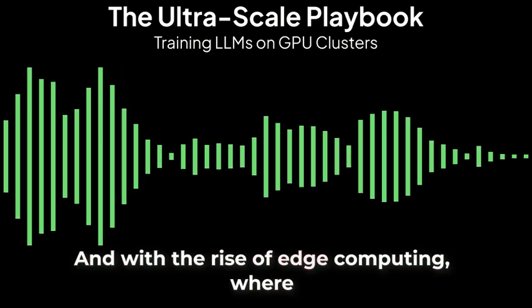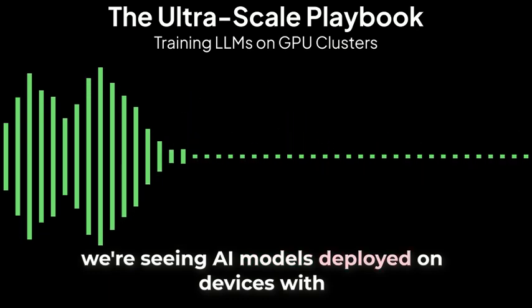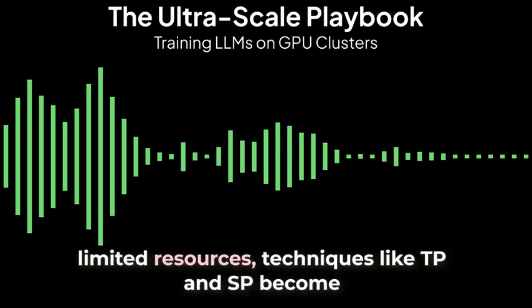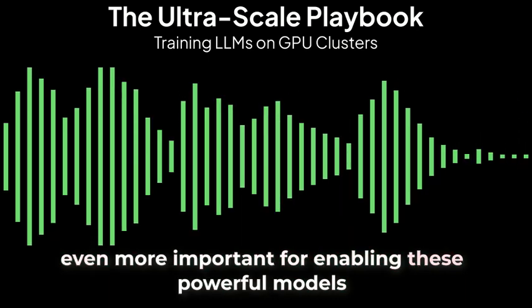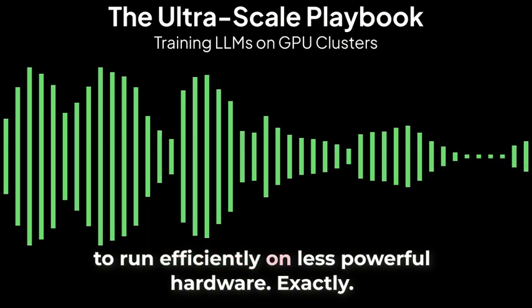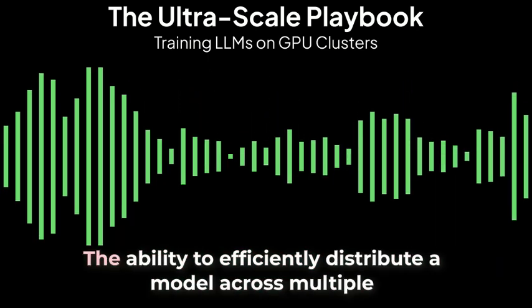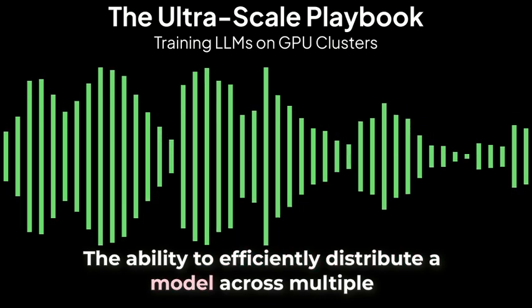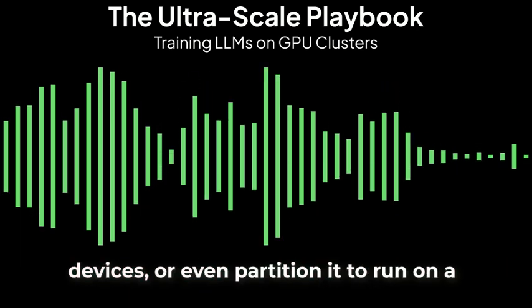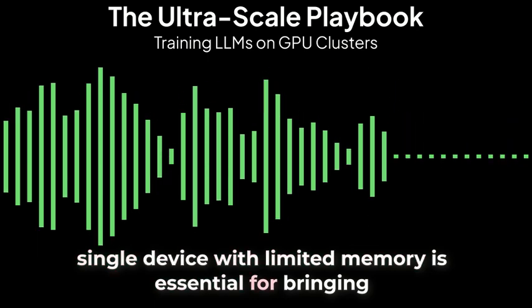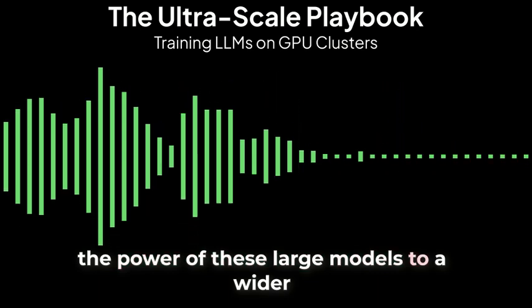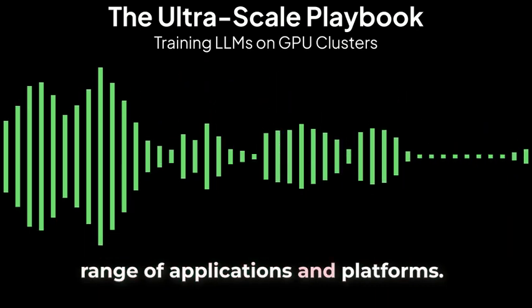And with the rise of edge computing, where we're seeing AI models deployed on devices with limited resources, techniques like TP and SP become even more important for enabling these powerful models to run efficiently on less powerful hardware. Exactly. The ability to efficiently distribute a model across multiple devices or even partition it to run on a single device with limited memory is essential for bringing the power of these large models to a wider range of applications and platforms.